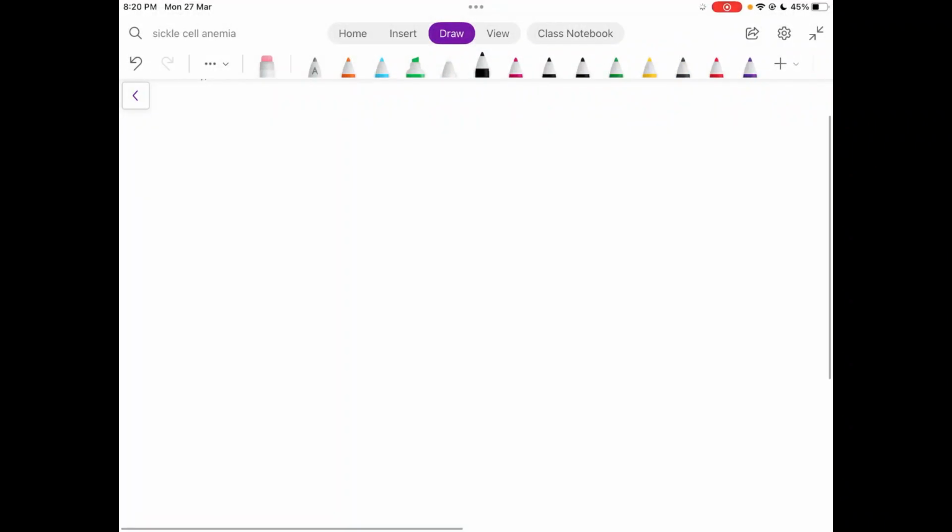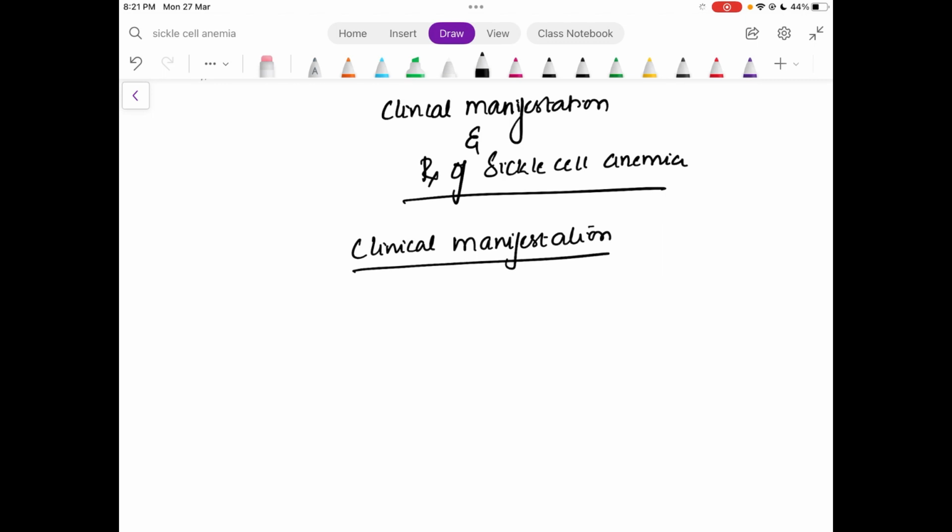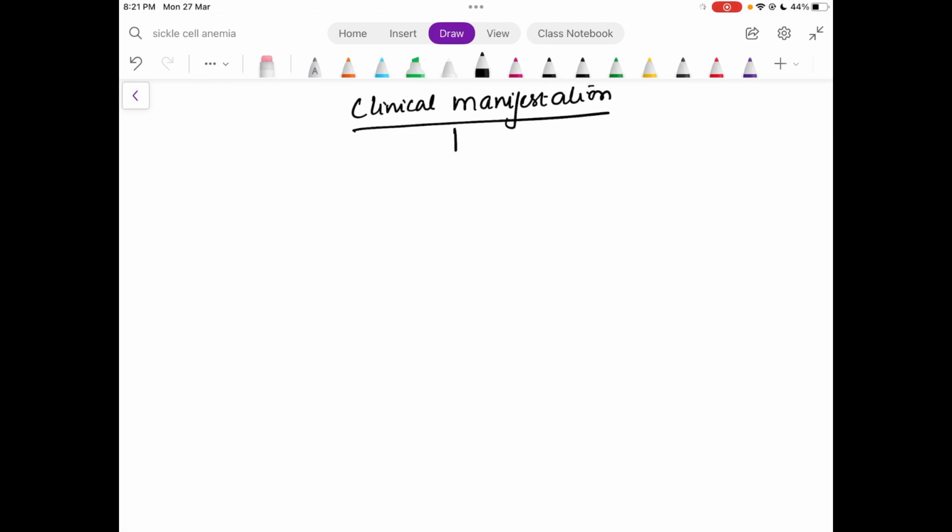In this class, we'll discuss clinical manifestations and treatment of sickle cell anemia. First, we'll talk about clinical manifestations. These clinical manifestations in sickle cell anemia will occur because of two consequences which will cause clinical manifestations.